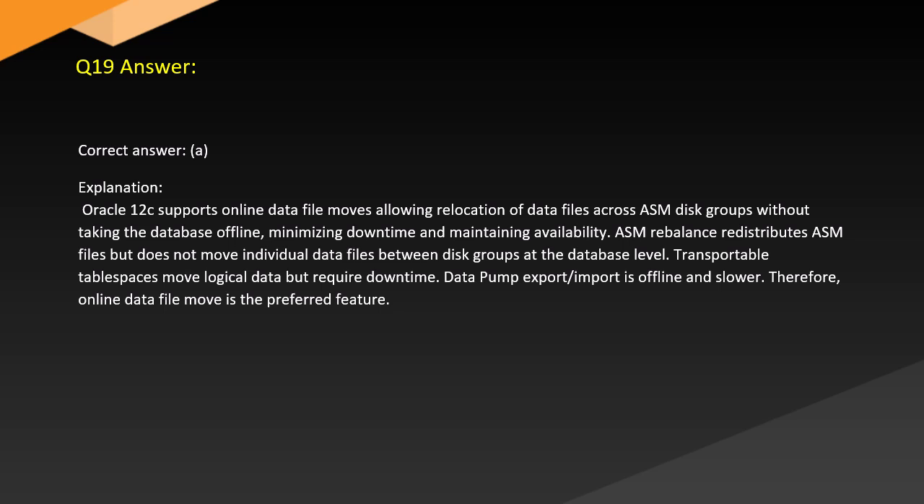Answer. Correct answer: A. Explanation. Oracle 12c supports online data file moves, allowing relocation of data files across ASM disk groups without taking the database offline, minimizing downtime and maintaining availability. ASM rebalance redistributes ASM files but does not move individual data files between disk groups at the database level. Transportable tablespaces move logical data but require downtime. Data Pump export/import is offline and slower. Therefore, online data file move is the preferred feature.